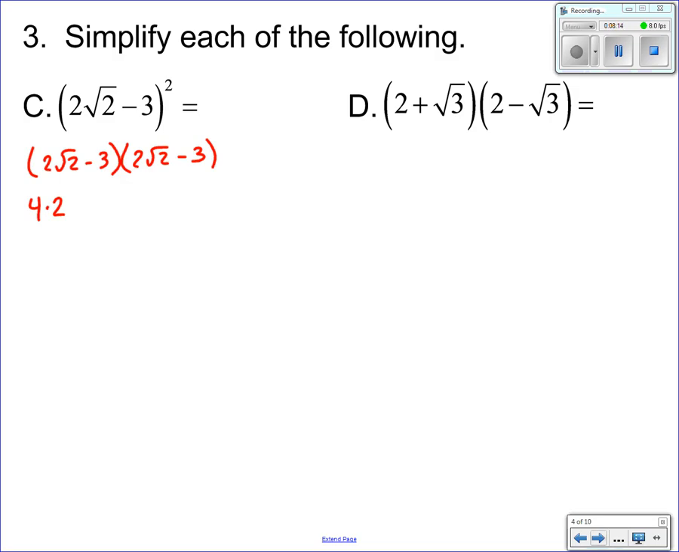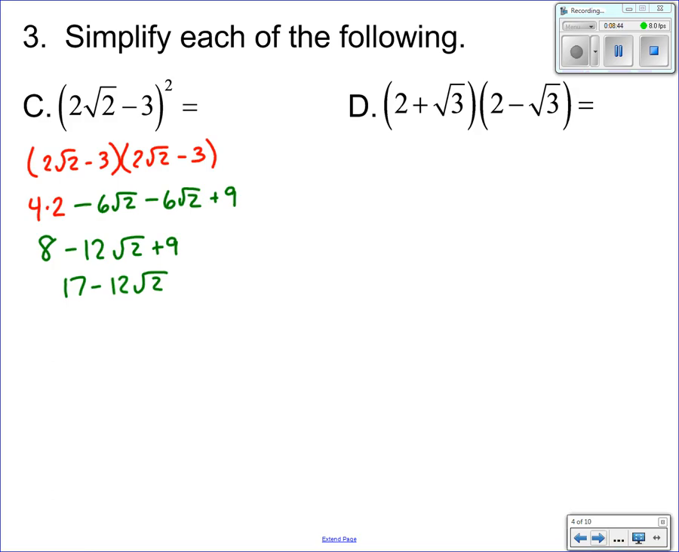The outer terms is minus 3 times 2, that's 6 root 2. The inner terms, minus 6 root 2. The last terms, plus 9. So I had 8 minus 12 root 2 plus 9. 8 and 9 is 17 minus 12 root 2. Now there's a shorter way to do this.